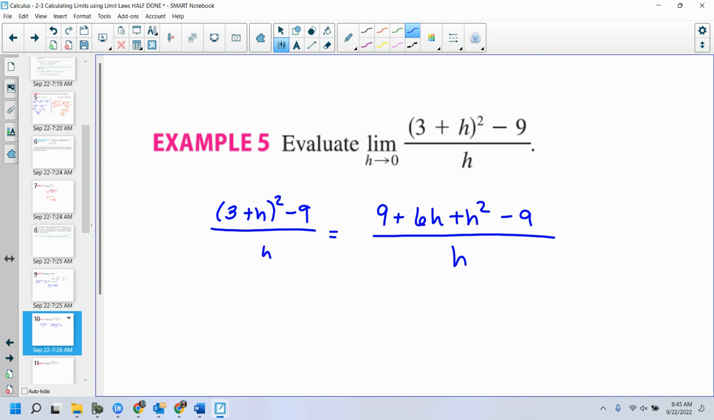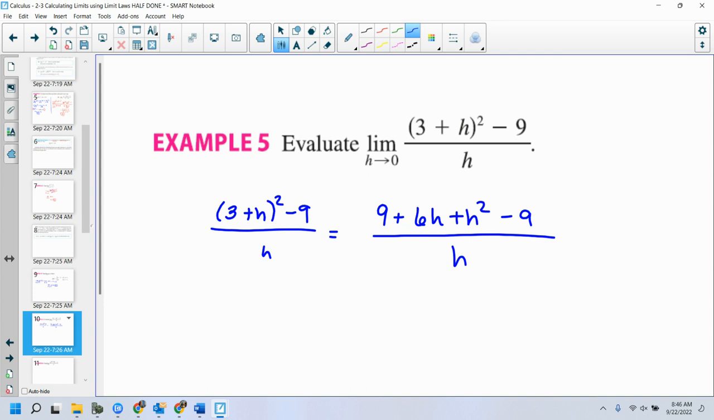A trick to foiling binomials, if you haven't gotten there already, I know I taught this in Algebra 2, but we just kind of glaze over it and say you can always foil. Square the first, double the product, square the last. That's how you do those quickly. Square the first, 3 squared is 9. Double the product, 3 and h, 6h. And then square the last, h squared. So that'll save you some time if you can have that in your memory.